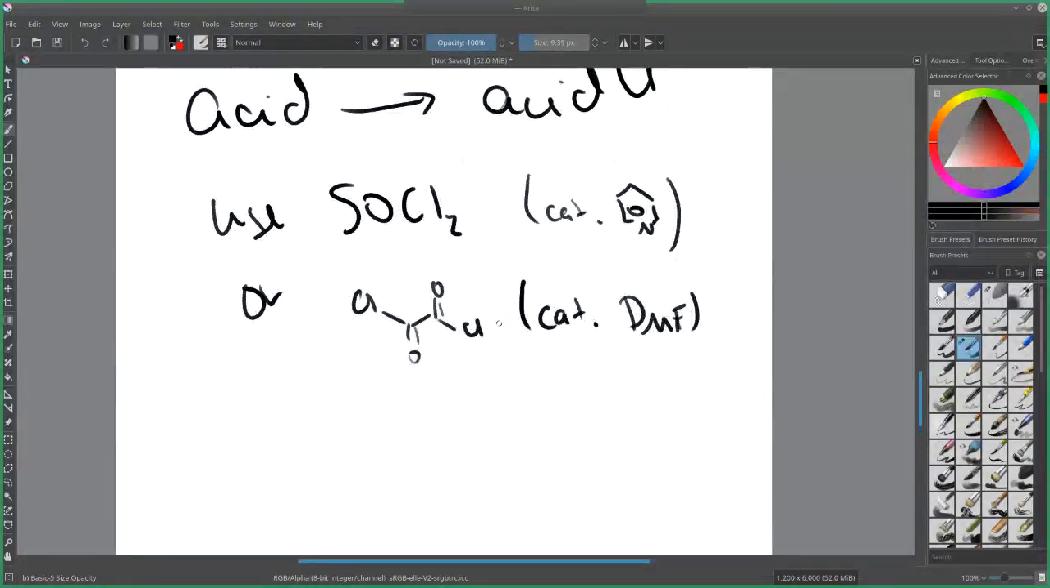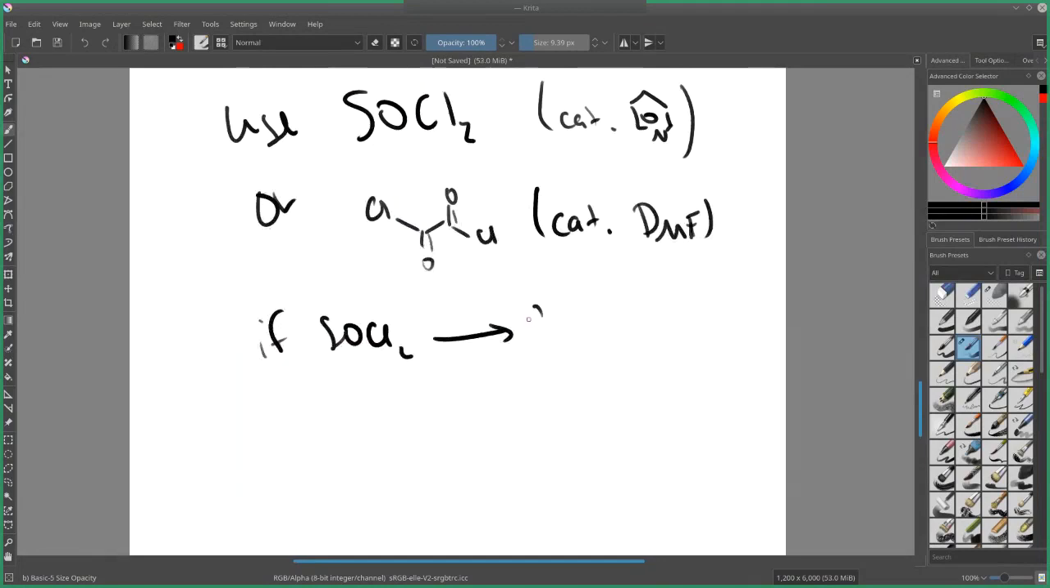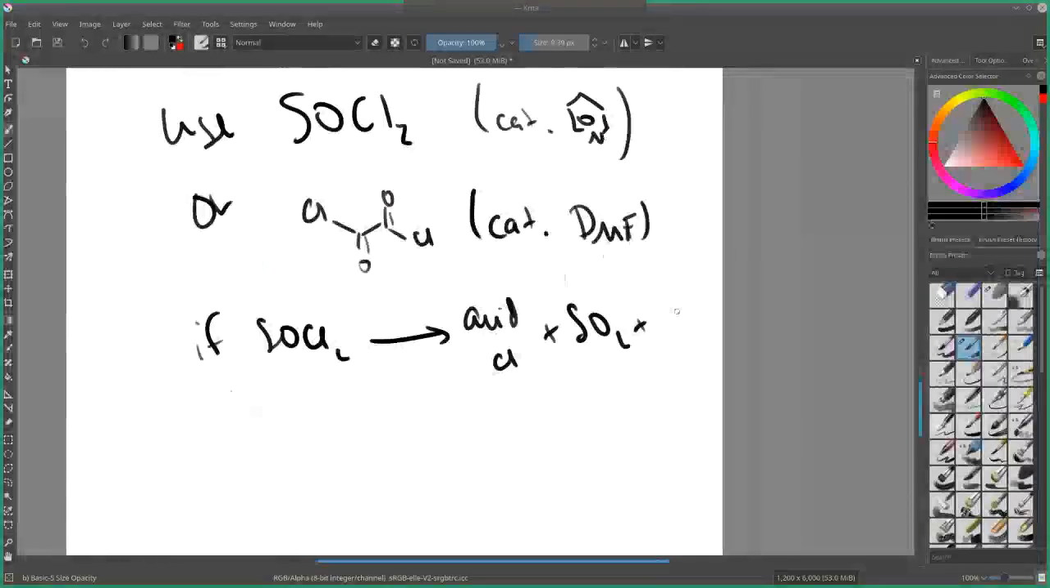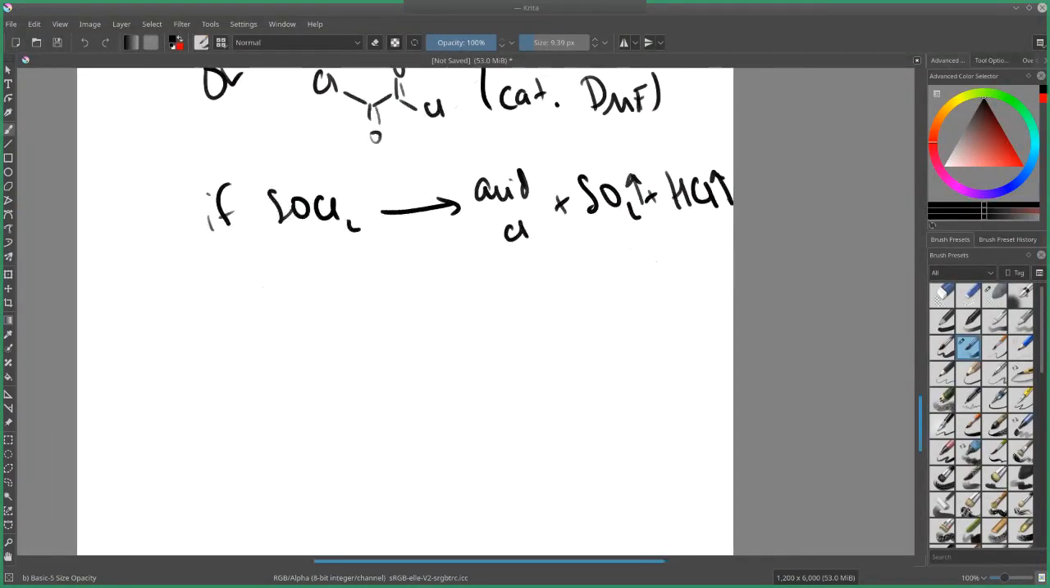Okay, so if you use SOCl2, then you get the acid chloride plus SO2 and something else. What else? Anybody? One more thing. Nothing. Okay. So you also get HCl, right? And this is a gas, and this will probably come off as a gas too. Okay. It might stay in solution, but we're not too worried about it, right?